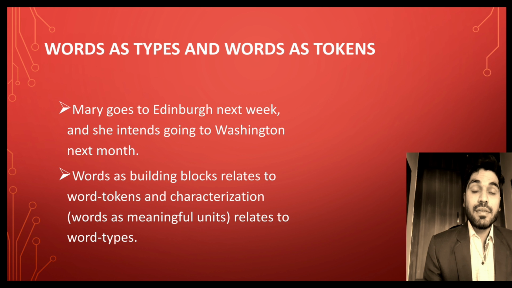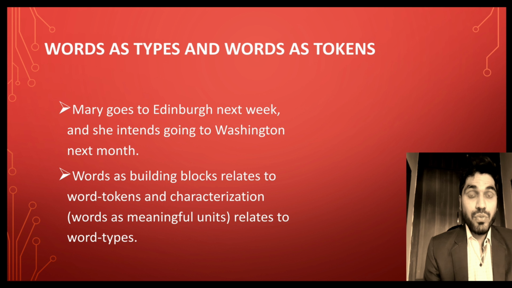So the sentence which is given here is: Mary goes to Edinburgh next week and she intends going to Washington next month. If I just count the words, 1 2 3 4 5 6 7 8 9 10 11 12 13 14, this sentence consists of 14 words. It means 14 tokens.